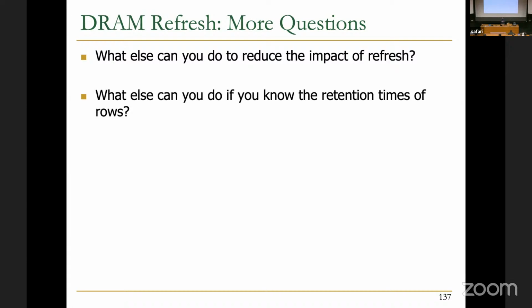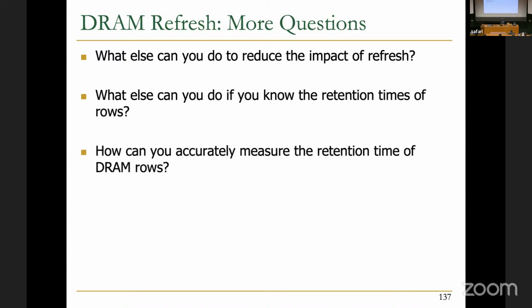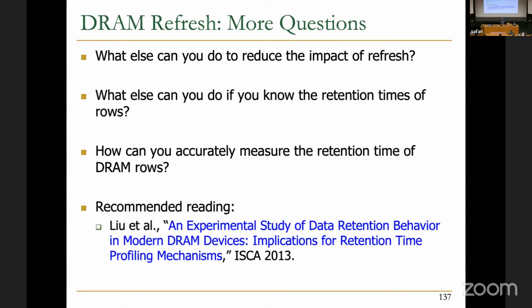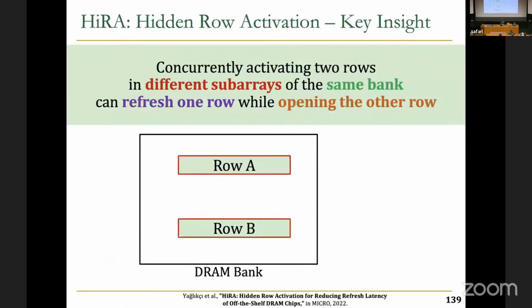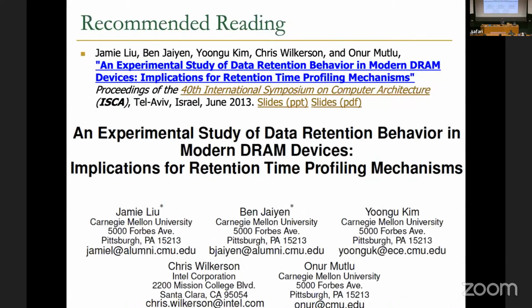Okay, so these are actually more questions for food for thought, right? What else can you do if you know the retention times of rows? How can you currently measure the retention time of DRAM rows? There are some discussions in this paper. It's a nice paper that shows all the implications of retention time profiling mechanisms and a good experimental study. So you can find more information over there.